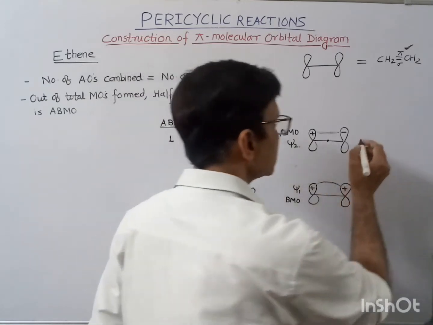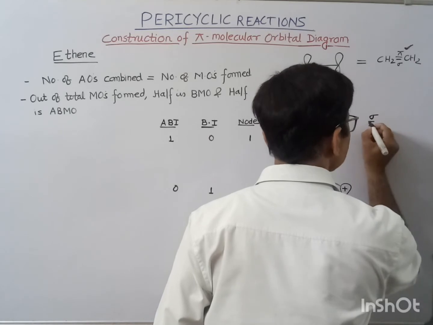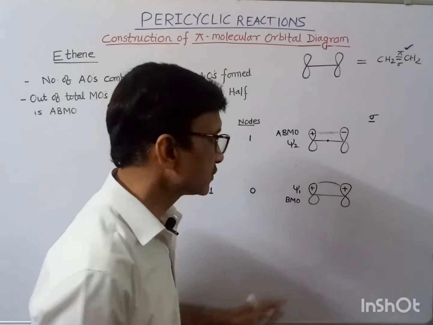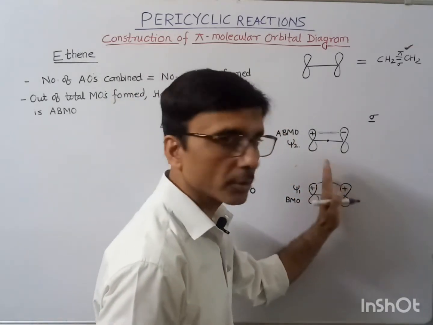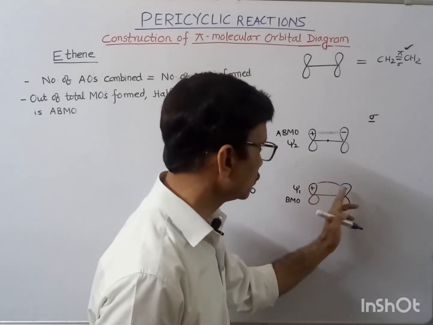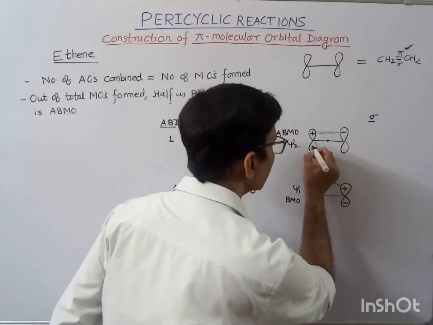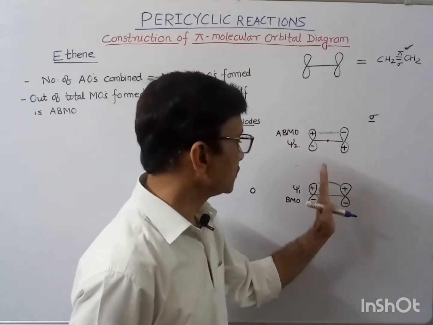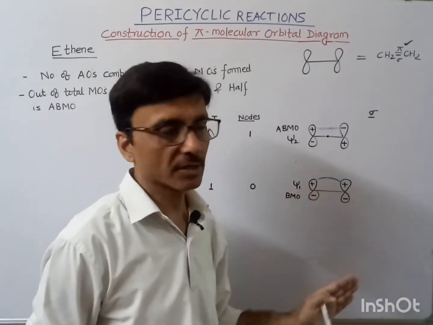So let's see mirror plane symmetry, which is denoted by sigma. In this case, for psi1, suppose I pass a mirror plane in between these two p orbitals. Then in front of plus you will find plus, and I should also write here minus, and here minus, and here plus. Now if you see the mirror plane symmetry, psi1 is symmetric with respect to the mirror plane.